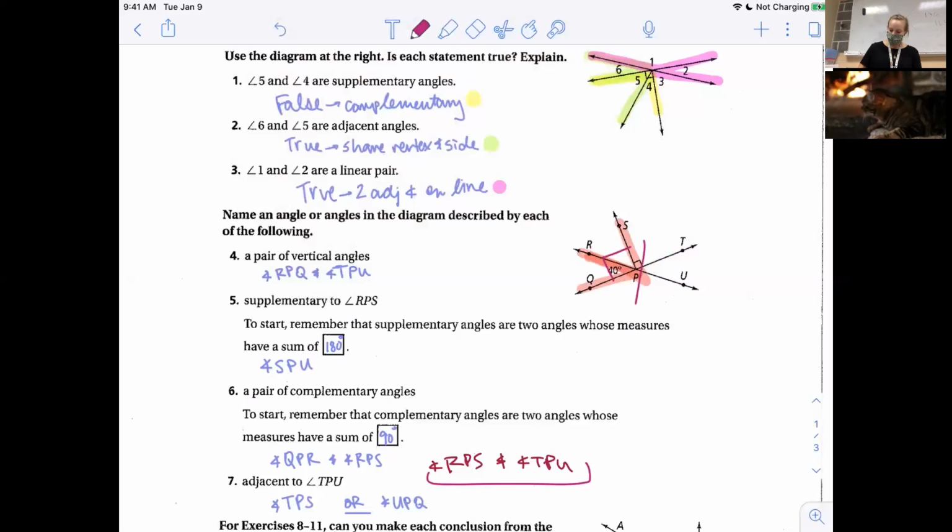But I also did RPS and then TPU, and those are complementary because on this one line, if I minus out this 90-degree segment that's gone, then these 2 that are left should add up to 90 degrees. So that's an example of complementary but not adjacent. You did not need both options for number 6 either. I just gave you both in case you were looking for both.